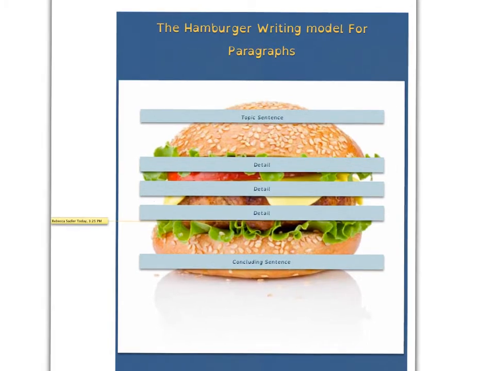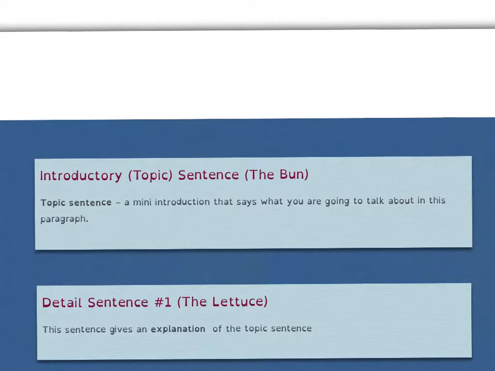And just like a burger, a paragraph is made up of lots of different ingredients. We have our bun, which is our topic sentence, the first sentence in our paragraph, and of course the bottom of the bun, which is the concluding sentence, the last sentence in your paragraph. And in the middle, you have three detail sentences, and without them this is not a burger, it's just a bun. So we need the detail, we need the lettuce, we need the cheese, we need the meat, otherwise we don't have a hamburger.